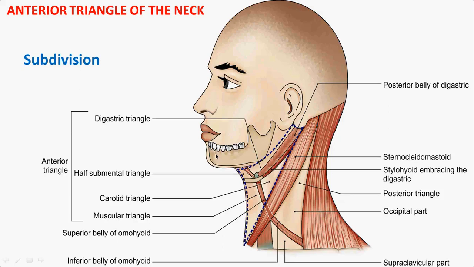What are the subdivisions of the anterior triangle of the neck? First is the submental triangle. This is a half submental triangle, meaning it is of one side only; if the other side joins, it is called the submental triangle. This is the digastric triangle, present between the anterior and the posterior belly of the digastric muscle. The third triangle is the carotid triangle, and this is the muscular triangle.